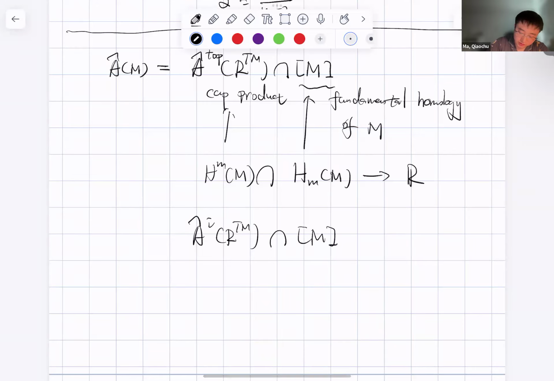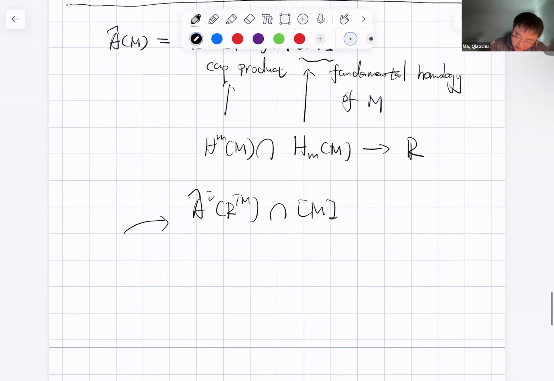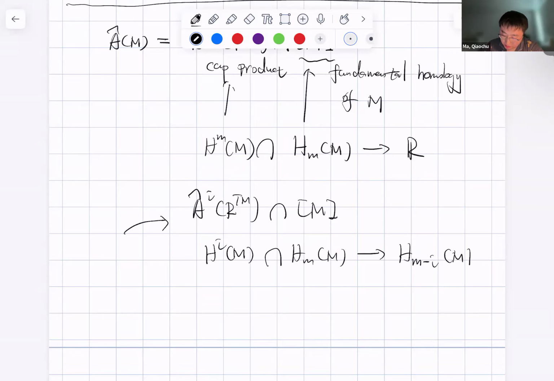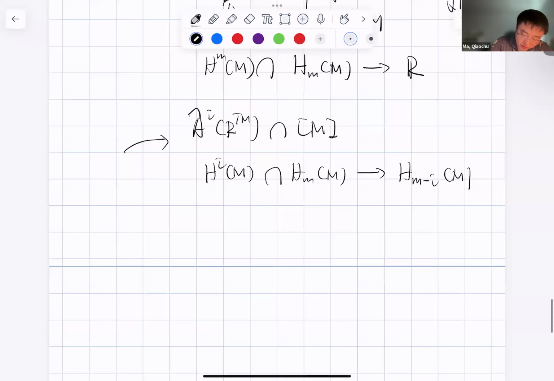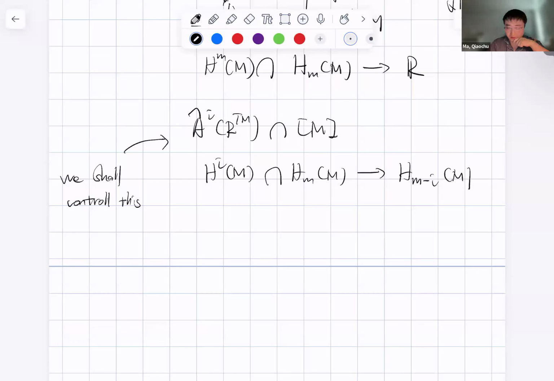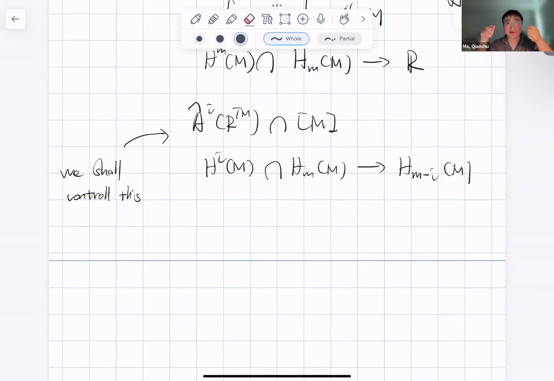We shall actually control this term instead. So this is in HI homology product with HM top degree homology. The final result is also a homology in HM minus I. Okay, so we shall control this. So first, control homology. In what sense? Control, we put a norm on it.